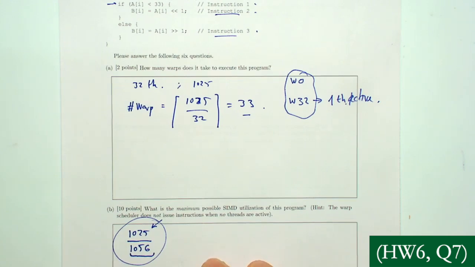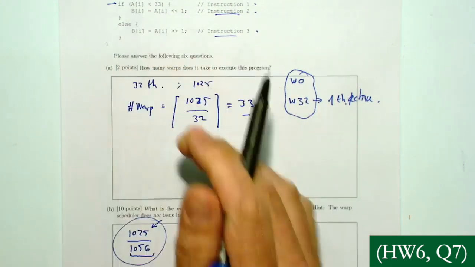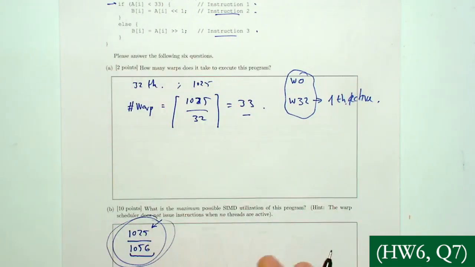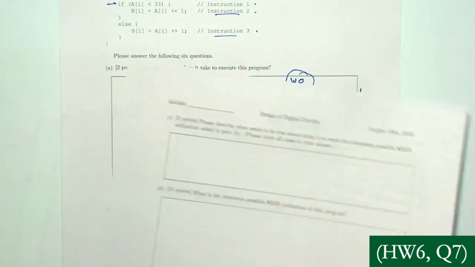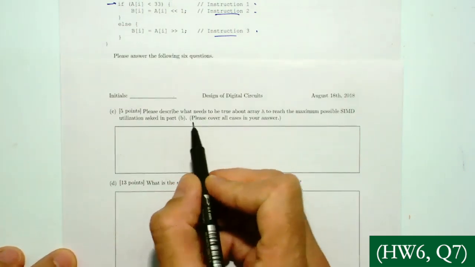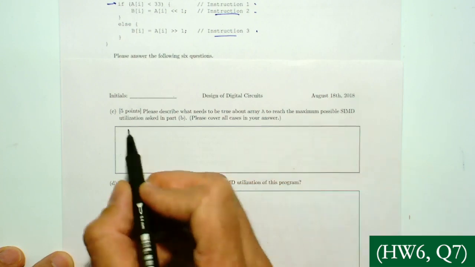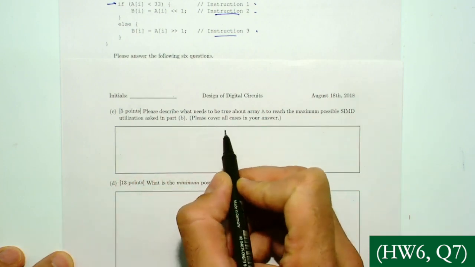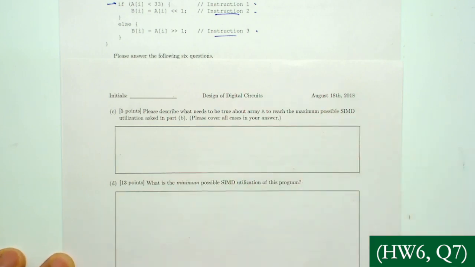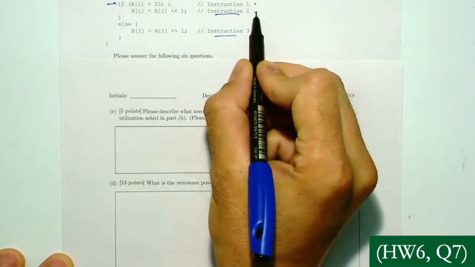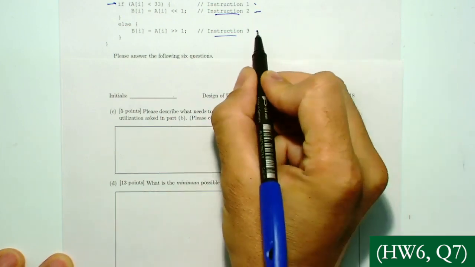And now the question is, what should be true in this array A for this maximum utilization to happen? That's what part C asks. Please describe what needs to be true about array A to reach the maximum possible SIMD utilization asked in part B. And it says, please cover all cases in your answer. Observe that whatever the answer is, we will have to give the answer at warp granularity. Why is that? Because the instructions are issued at warp granularity. So divergence is only a problem within a warp. There is no problem in terms of utilization if the threads of one warp go and execute instruction two and threads of other warp go and execute instruction three.